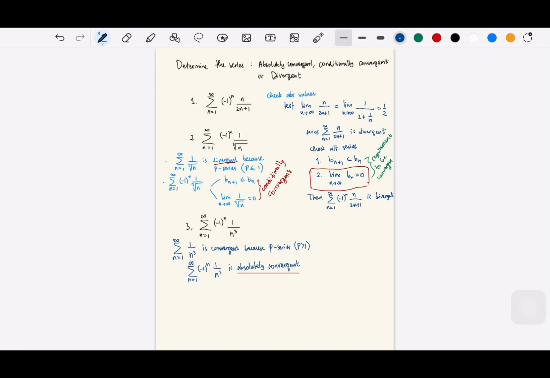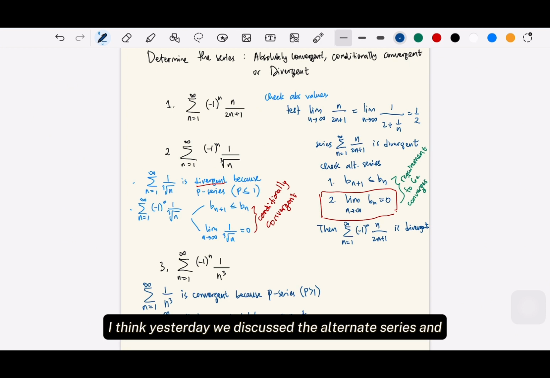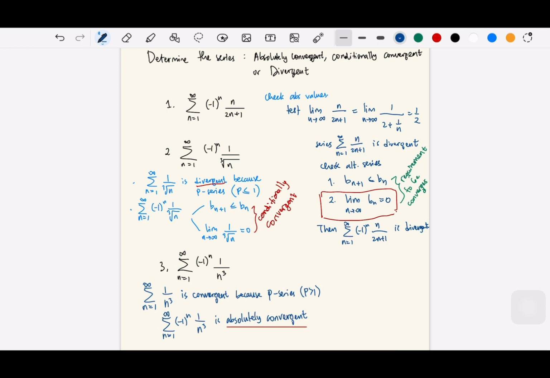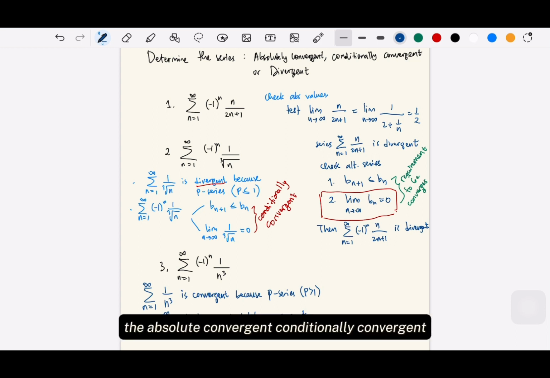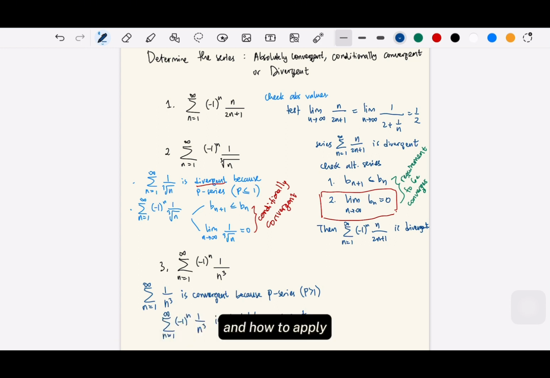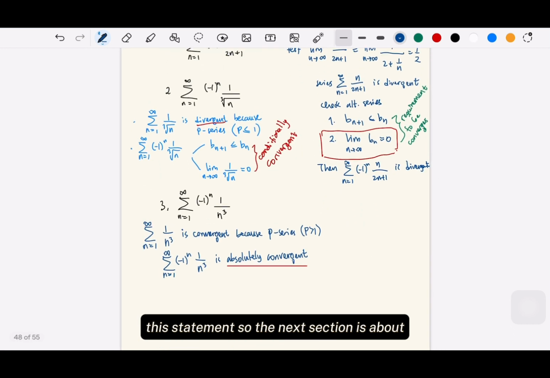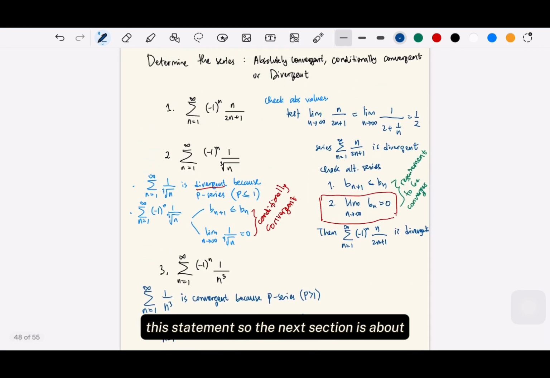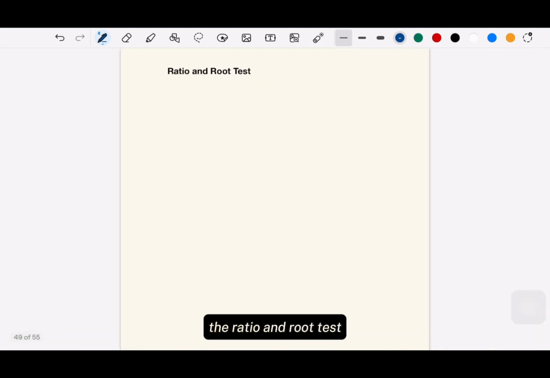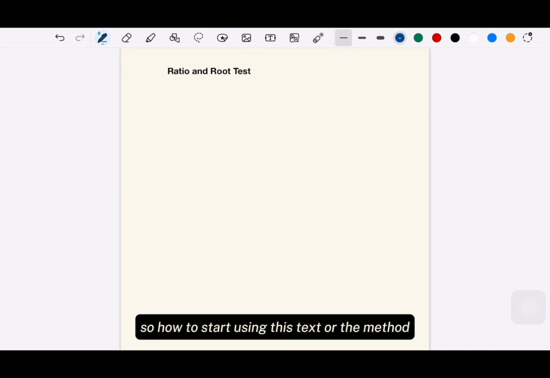Okay, I think yesterday we discussed the alternate series and absolutely convergent, conditionally convergent, and divergent series, and how to apply this statement. So the next section is about the ratio and root test. Okay. So how do we start using this test or method?